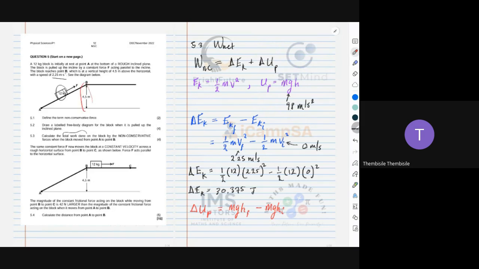So that is this height here. Okay, so mass again is 12 times 9.8 times our height, which is 4.5, right? Minus. When it was here, the height was 0. So you can say 12, 9.8 all times 0. Okay. And then you would end up with your potential energy here.